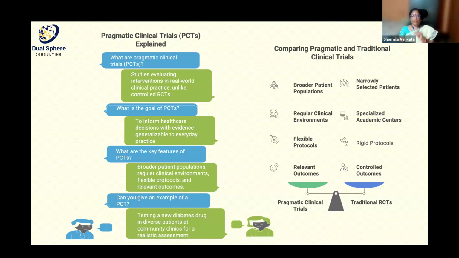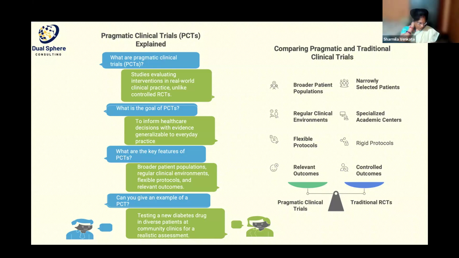But pragmatic clinical trials are conducted in everyday clinics, hospitals, and community settings. They include a diverse patient population: elderly, comorbid, and socio-economically diverse patients. They use flexible protocols and are closer to real care delivery. Outcomes are those that matter to patients, like quality of life, hospital admissions, and adherence.